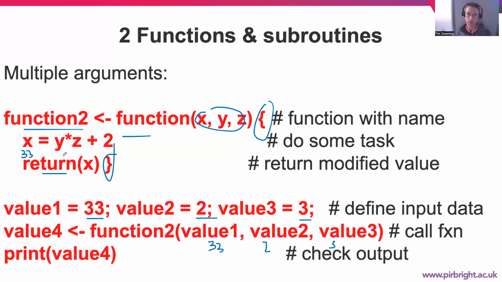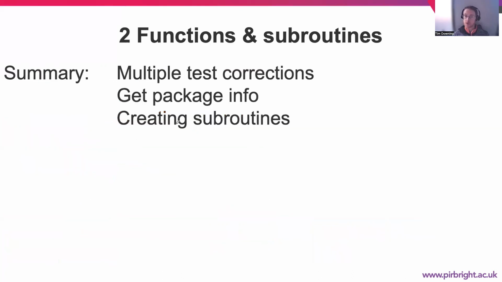We're assigning x as 2 by 3 plus 2. So we expect to return x and get 8 back when we print our value 4 here. Remember, this is calling function 2 up here. We'll go through more examples in the demonstration video.